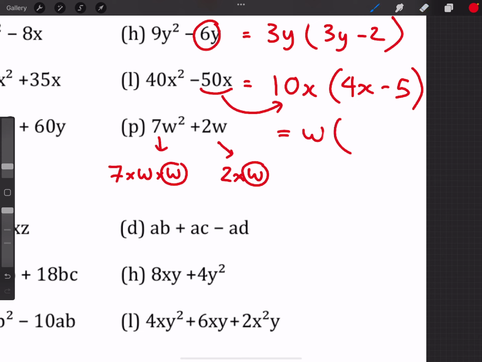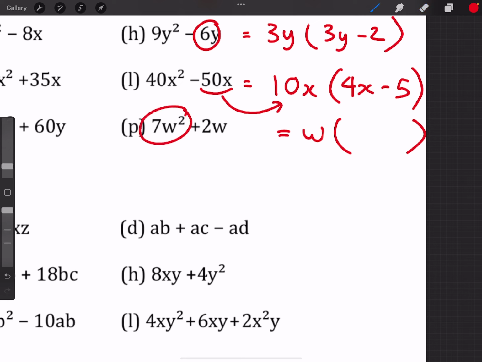And what's inside the brackets? Well, we divide everything by w. See what we get. What's 7w squared divided by w? You're just going to get 7w. And what's 2w divided by w? That's just 2. So plus 2. There's your answer.